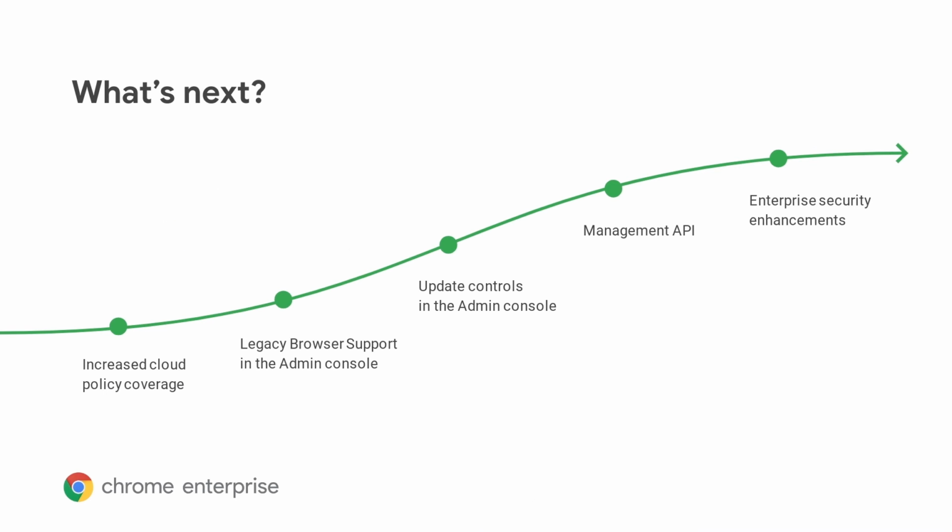So what's in store for Chrome Browser Cloud Management? Well, we already support a very rich set of policies in the admin console, and we want to make even more of the 300+ policies that we support today configurable from the cloud. In particular, we want to bring cloud policy controls for enterprise-specific features, such as legacy browser support and for managing updates, into the admin console.